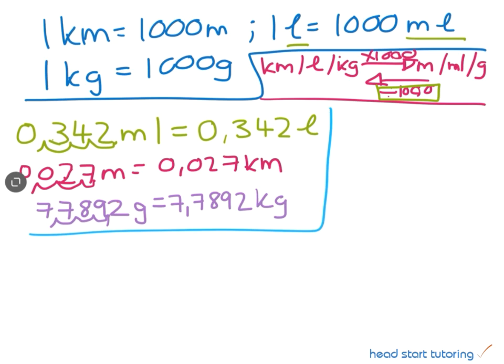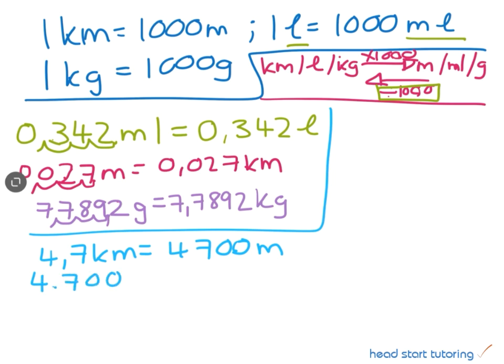If I would now like to convert from the bigger measurements to the smaller measurements, I need to remember to multiply by 1,000 instead of dividing by 1,000. So if I've got 4,7 kilometers, that will be equal to 4,700 meters, because I write my 4.7 and I put in some placeholders and I multiply it by 1000, or I move the decimal place 3 places to the right.